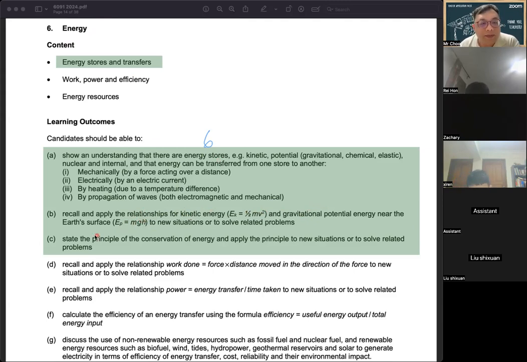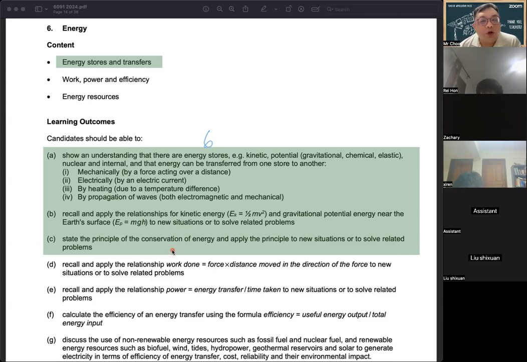Lastly, you need to know the principle of conservation of energy. It states that energy cannot be created or destroyed. It can only be transferred from one store to another. The total energy in an isolated system is always the same. It doesn't increase or decrease. Is that clear?